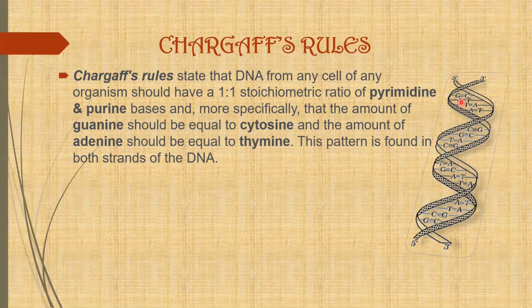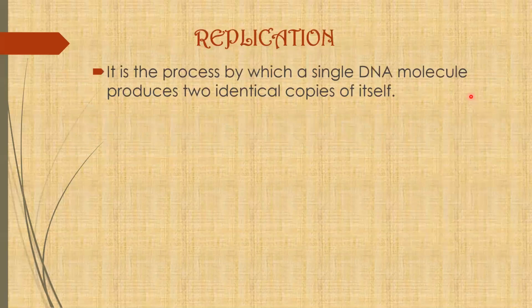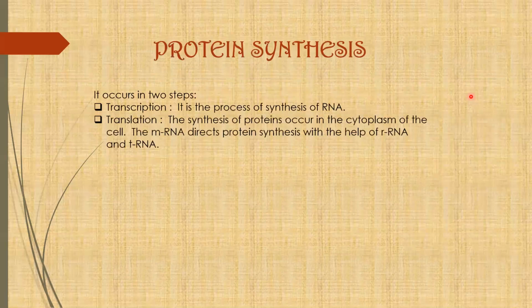Here you can see guanine to cytosine, G to C, A to T, T to A. Right. So what is this T? T stands for thymine, A stands for adenine, G stands for guanine, and C stands for cytosine. Replication is the process by which a single DNA molecule produces two identical copies of itself. That is known as replication.